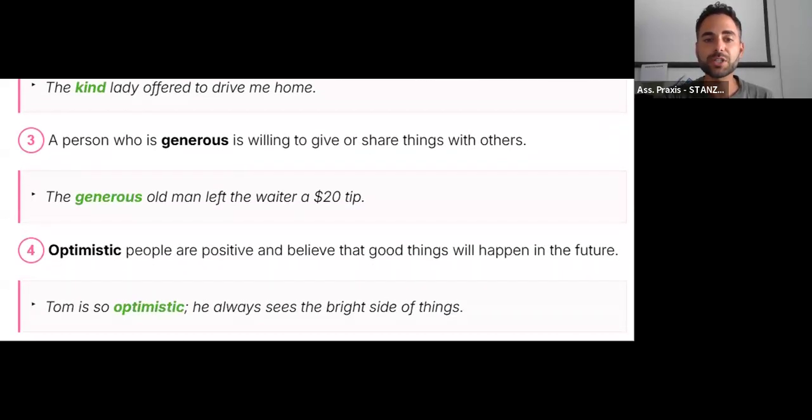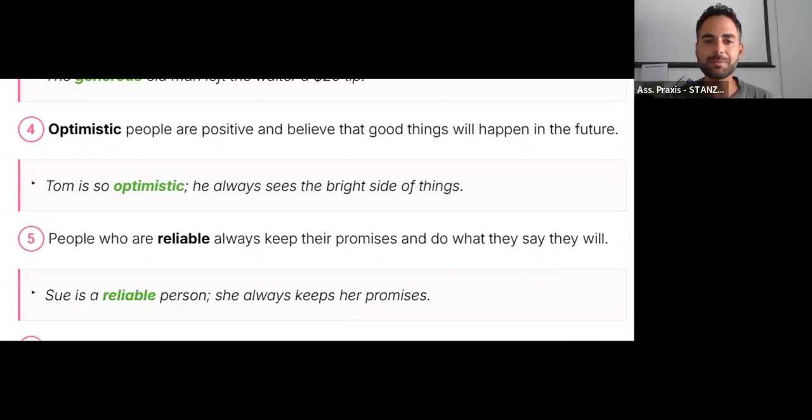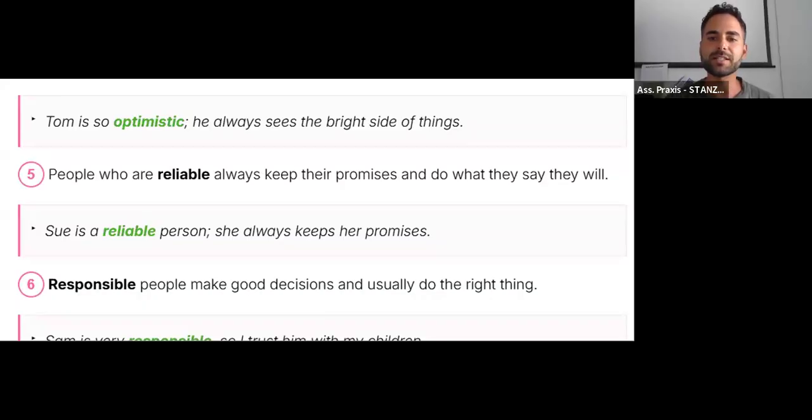Number 3, a person who's generous is willing to give or share things with others. The generous old man left the waiter a $20 tip. Generoso. Number 4, optimistic people are positive and believe that good things will happen in the future. Tom is so optimistic, he always sees the bright side of things. Ottimista.